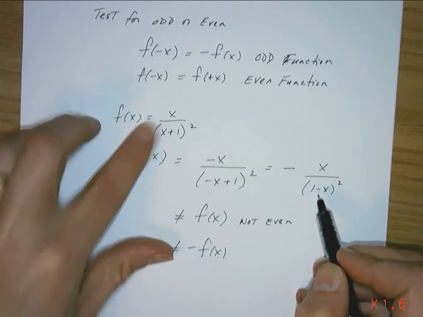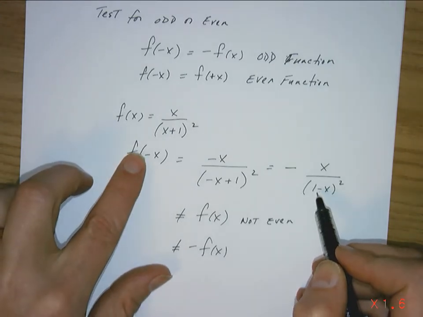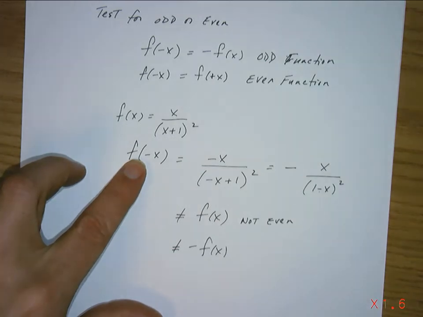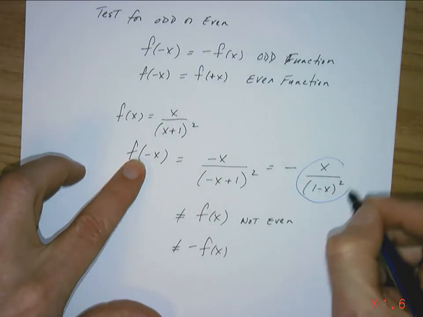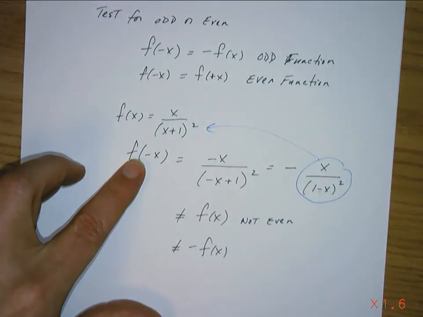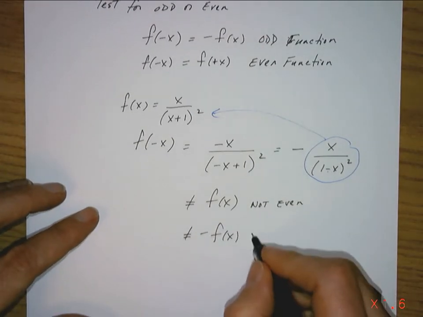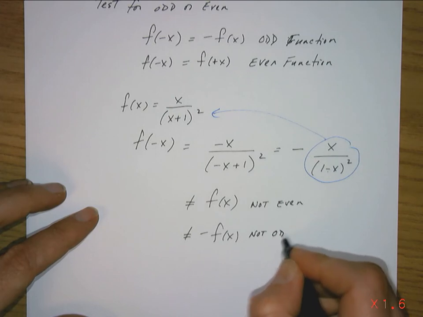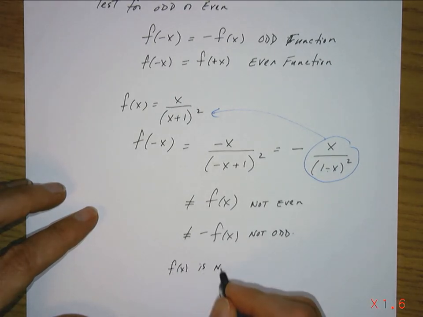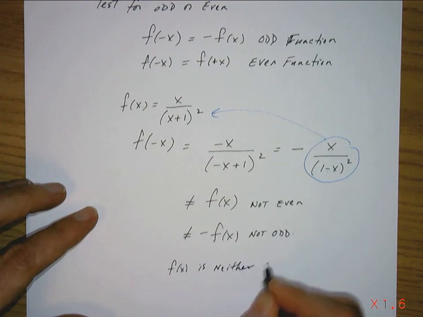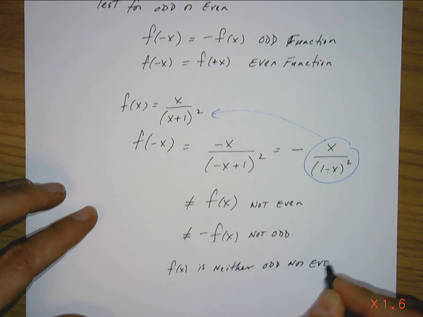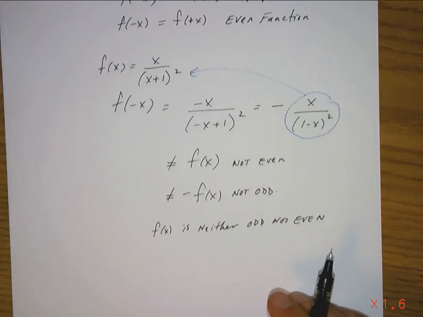So this is f of x. This is what I get when I put in negative x, and it's not negative f of x, because this part is certainly not f of x. Okay? So it's also not odd. So we say that f of x is neither odd nor even. So symmetry is not going to help us in this case.